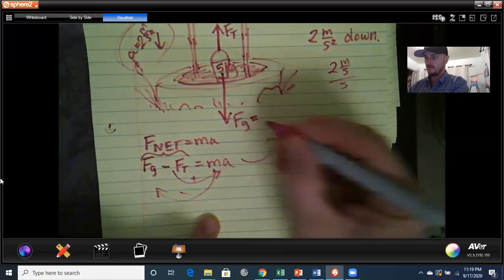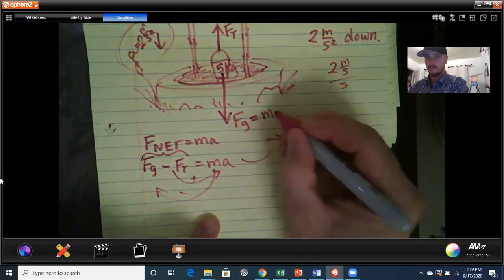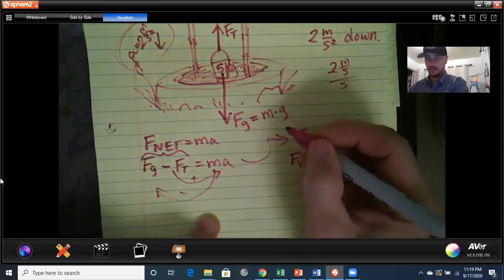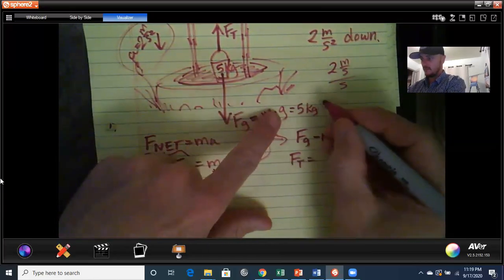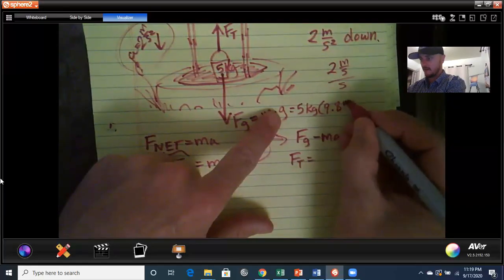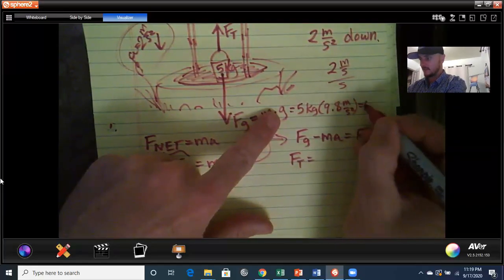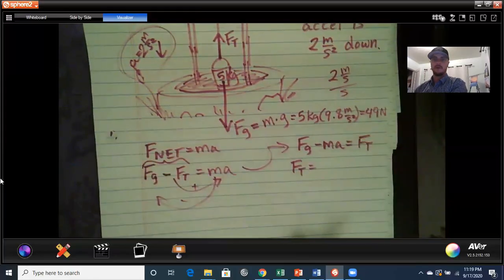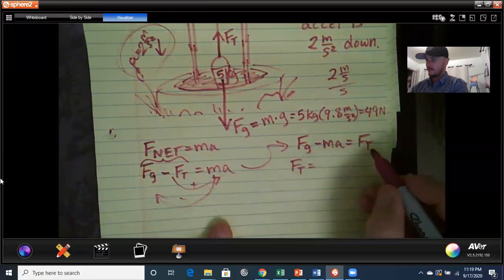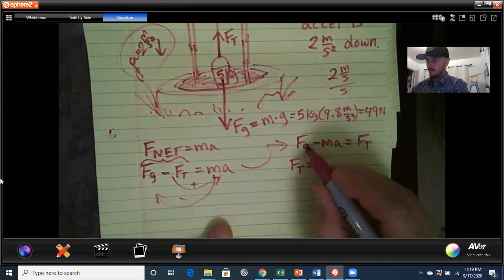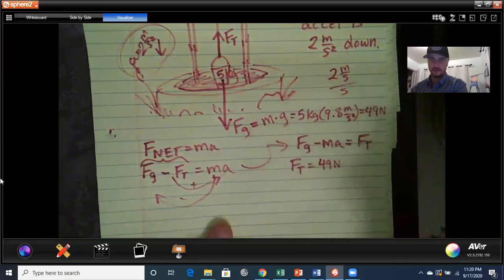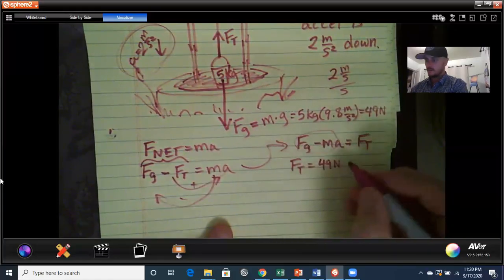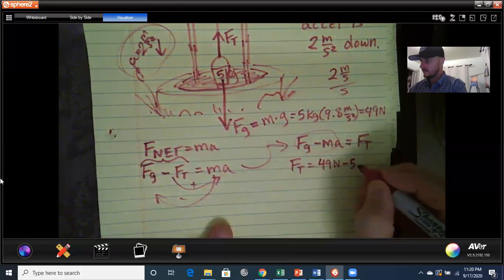So what is FG? Remember the little equation I showed you right at the beginning of these notes. It's mass times little g. What's mass? 5 kilograms. What's g? Well, 9.8. We've been using that all last unit. And trust me, this comes out to be 49 big ones, 49 newtons. So we're going to have FT equals FG, 49 newtons. I just shifted the FT to the front. You can do that. It's no big deal. We're still doing this. Minus my mass of 5 kilograms times my acceleration.